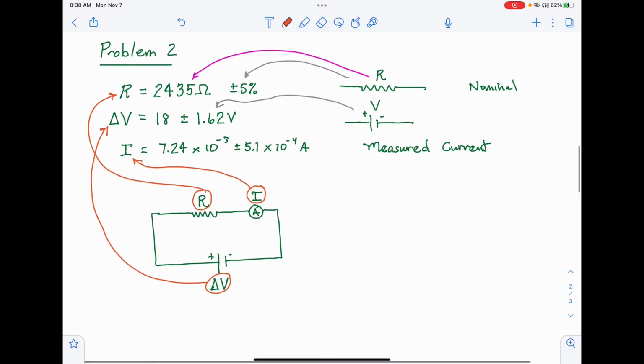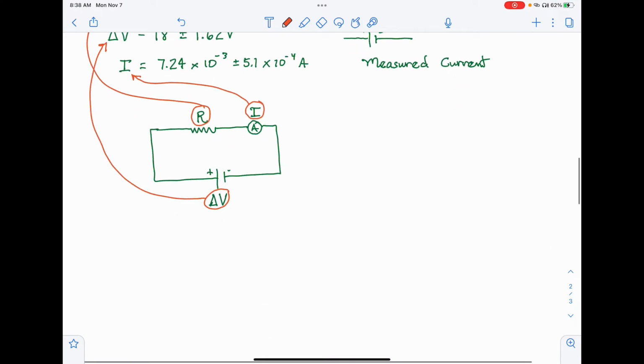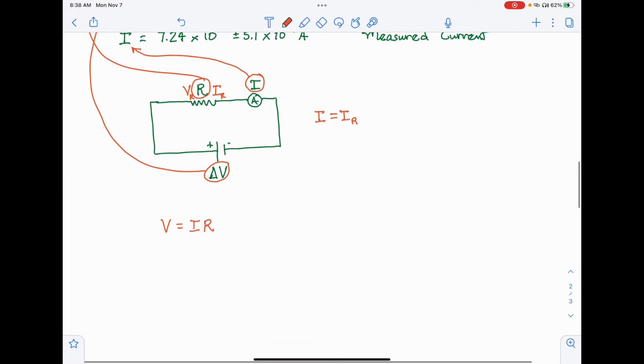So let's just continue right on. Now, we want to know the measured resistance. So we know that we can use Ohm's law, which is V equals I times R. Now, one of the things I want you to know is you still have a voltage across this resistor, and you have a current through this resistor. We know that current is the same throughout the entire circuit, so it doesn't matter where you put it.